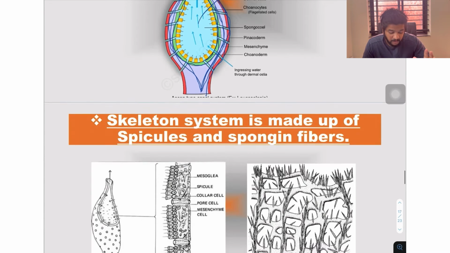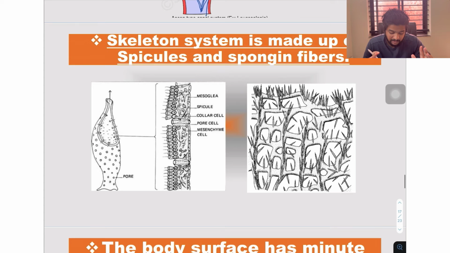Next one is the skeleton system. The body skeleton system is made up of two types: spicules and spongin fibers. These are the skeletal system present in the outer and inner body. See here, these are spicules and these are spongin fibers. Okay, this is about the skeletal system.